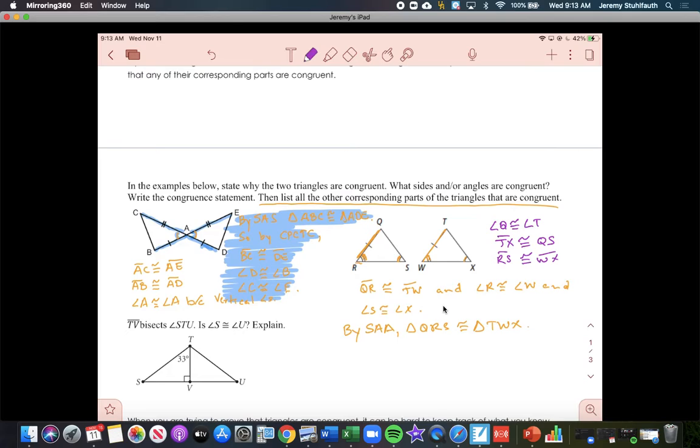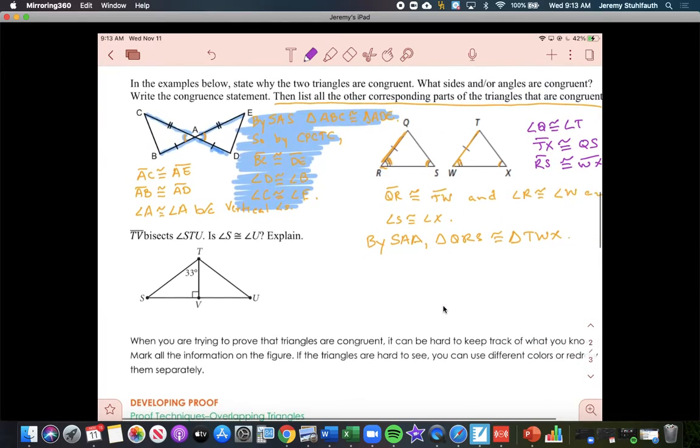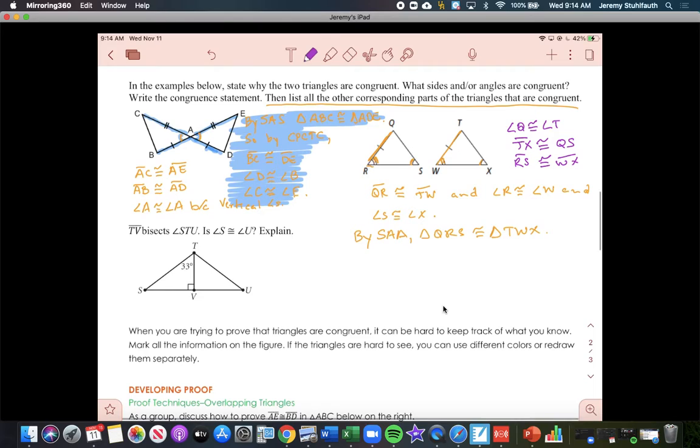All right, let's take a look at this next problem. It says TV bisects angle STU. So angle STU is right here. It's bisected by TV. So what we know about that is that since angle STV is 33 degrees, we also know that this is 33 degrees. We want to know, is angle S congruent to angle U? So the first thing we need to prove is, are these two triangles that are created congruent? If we look at this, we know that angle STV is congruent to angle UTV.